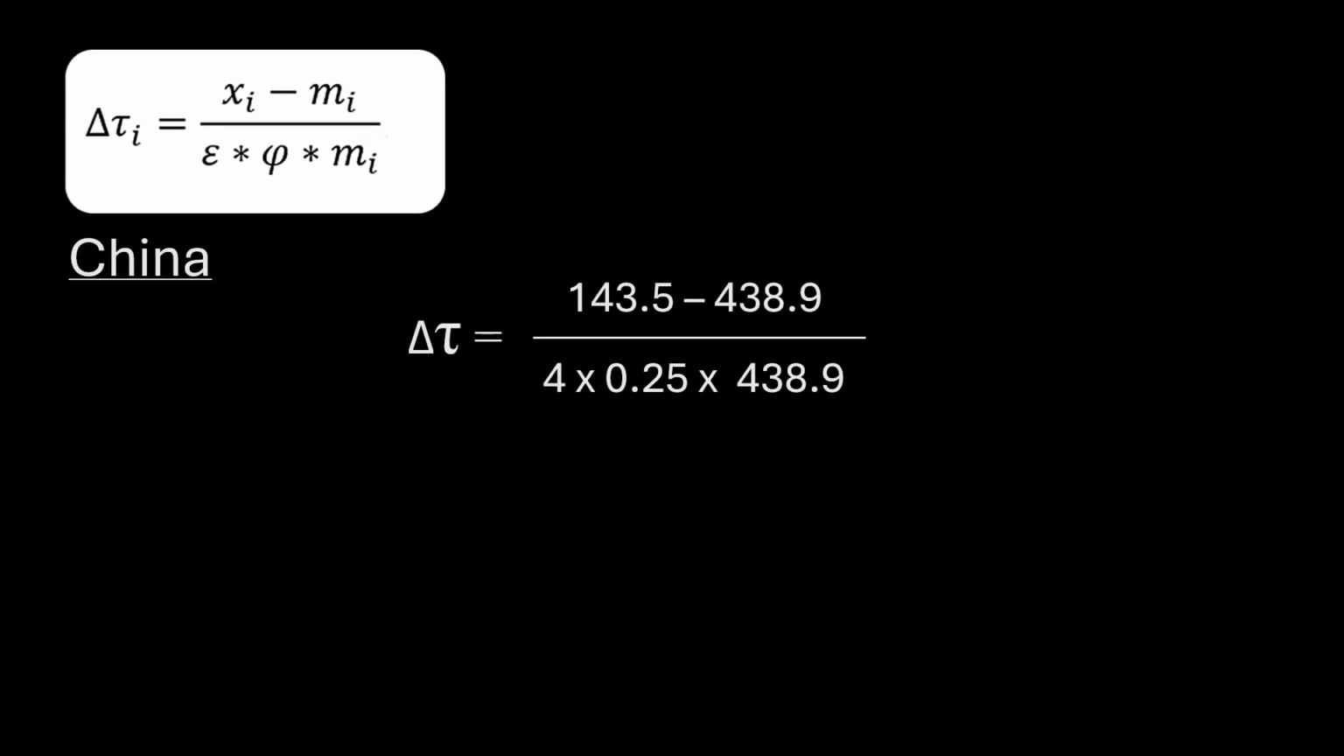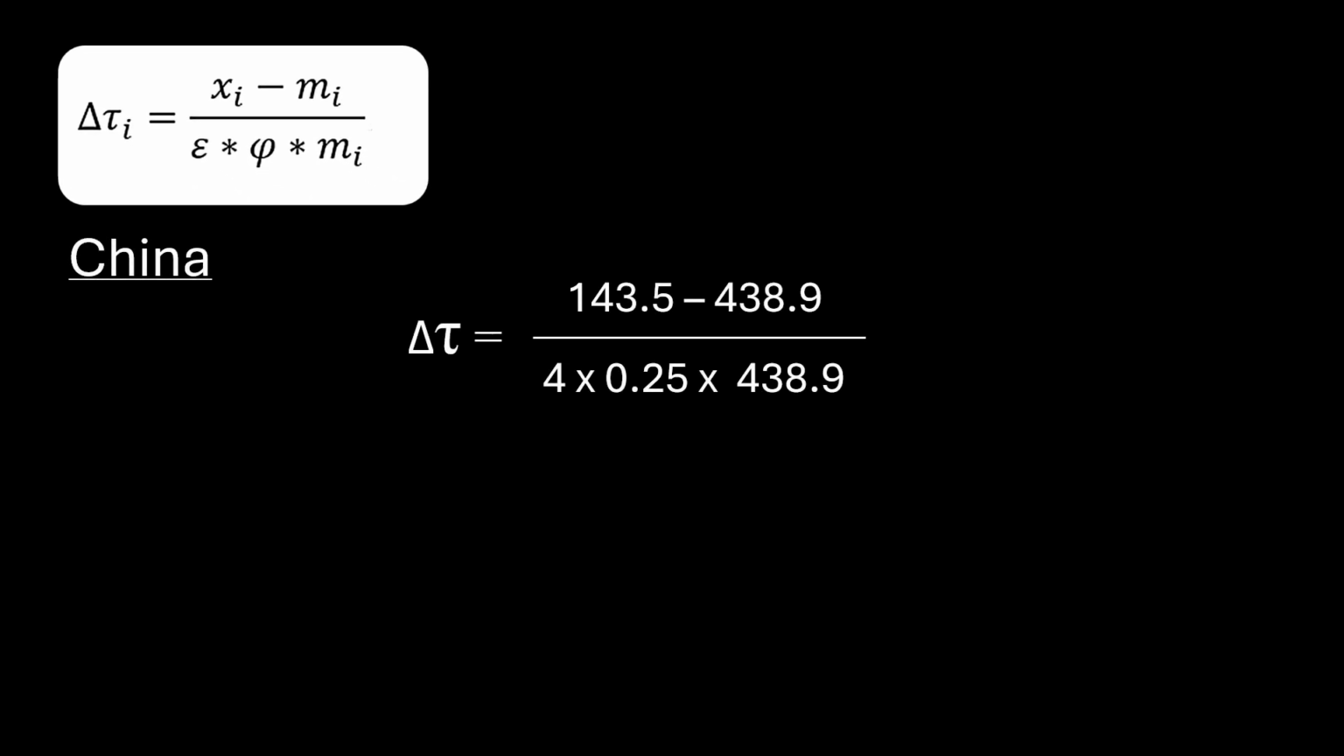Let's put the import and export values and epsilon phi values in the formula. 143.5 minus 438.9 divided by 4 multiplied by 0.25 multiplied by 438.9, and this gives us 67% tariff. And Trump initially imposed 34% tariff on China before slapping another 100% on top of the 34%.